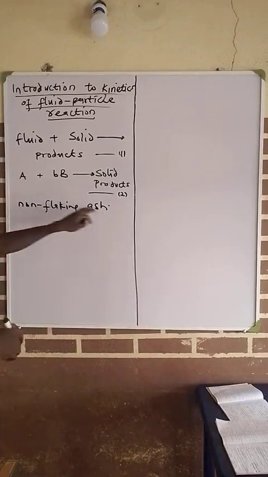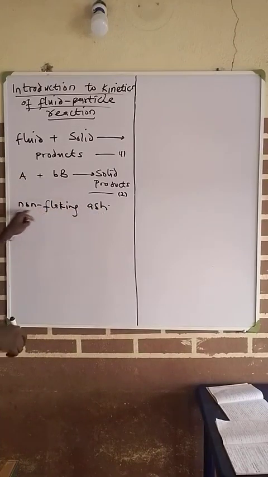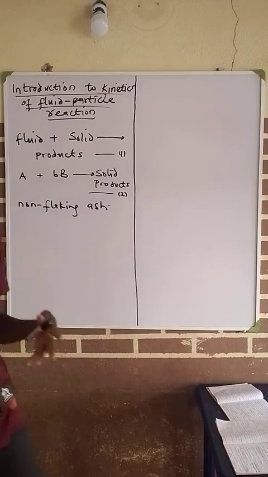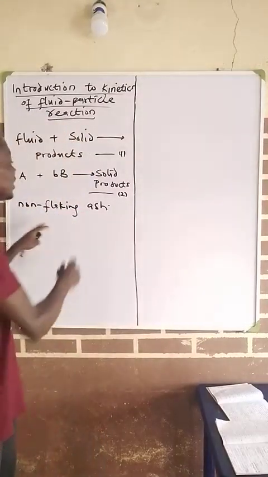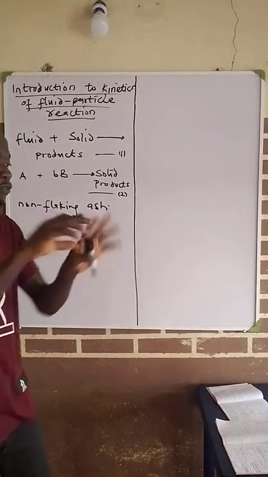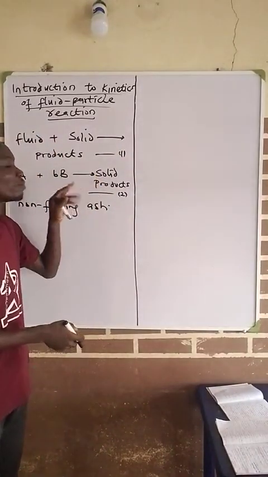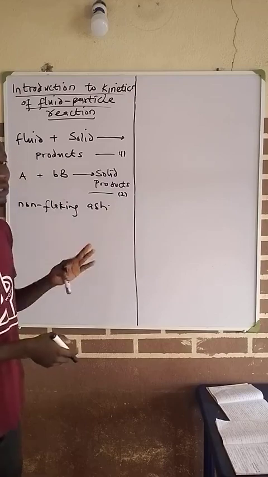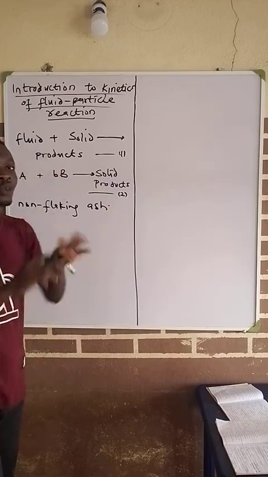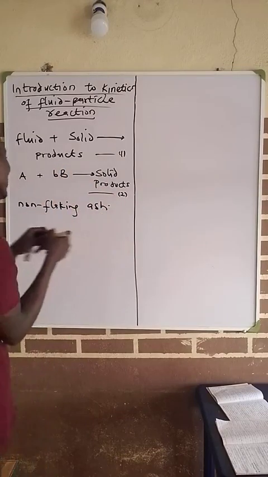Now, when the ash is in the form of non-flaking, what do we mean by flaking? Flaking has to do with breaking away. When the ash is not breaking away from the particle undergoing the reaction, then you will notice that the solid product, that is the product of the reaction, will remain unchanged in size. This is what we mean.